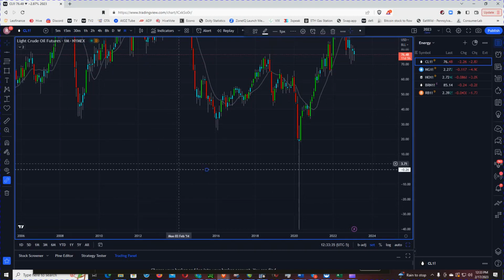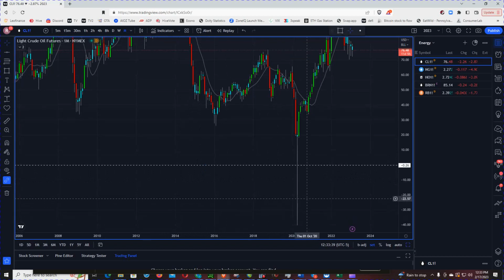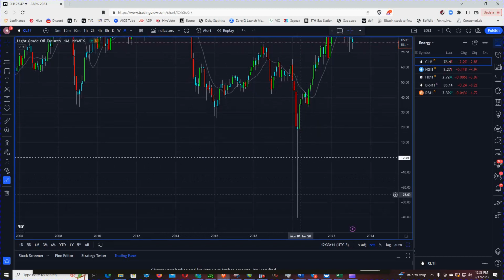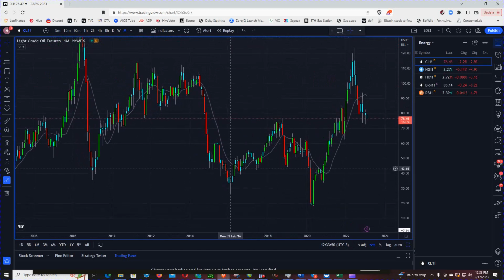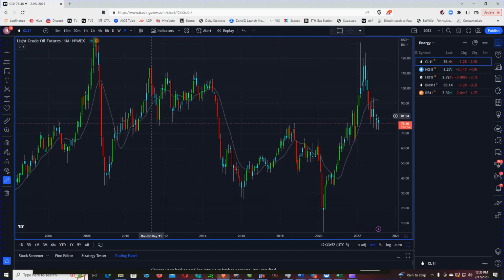Don't know if many folks know, but oil actually went negative 40 back in March of 2020. But nevertheless, if you look at the monthly chart, price is at 76. For a round number, we're going to use 75, right?